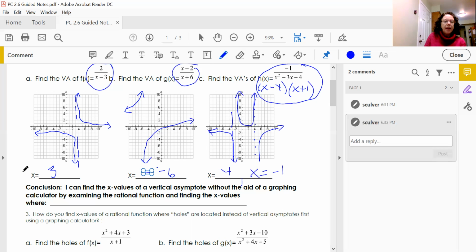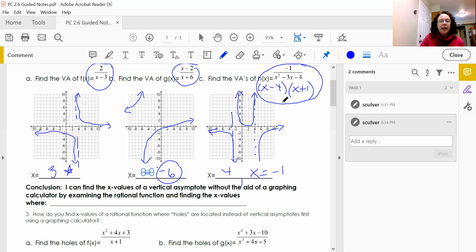Well, take a look here where the vertical asymptote is x equals 3. Take a look at the denominator. It has an x minus 3. On B, the vertical asymptote is -6. Take a look at the denominator, x plus 6. On C, the vertical asymptotes are located at x equals 4 and x equals -1. And look at the factored form here.